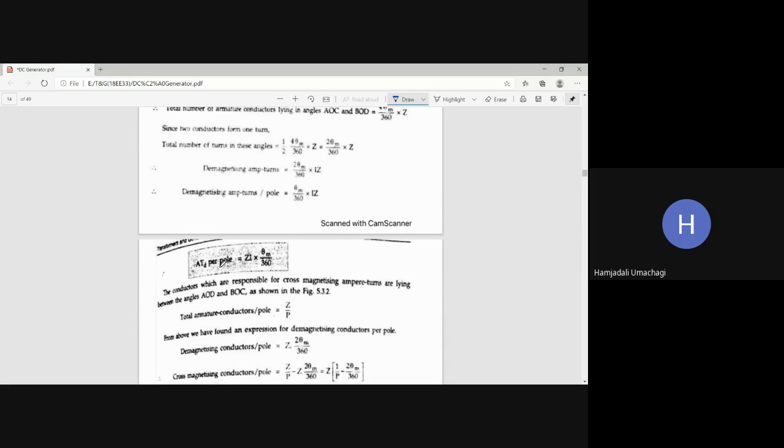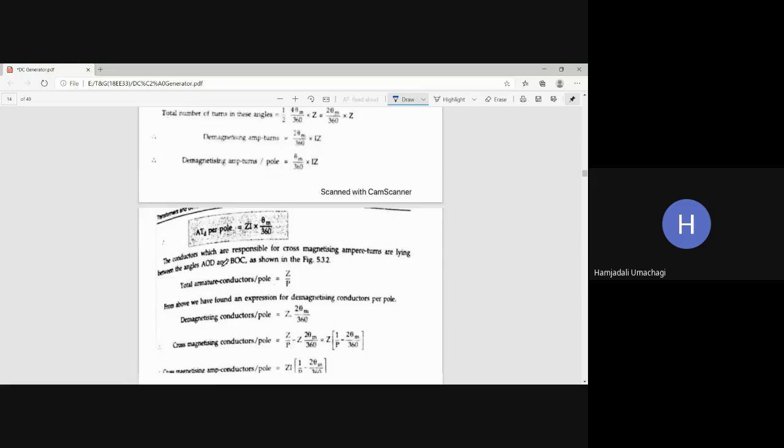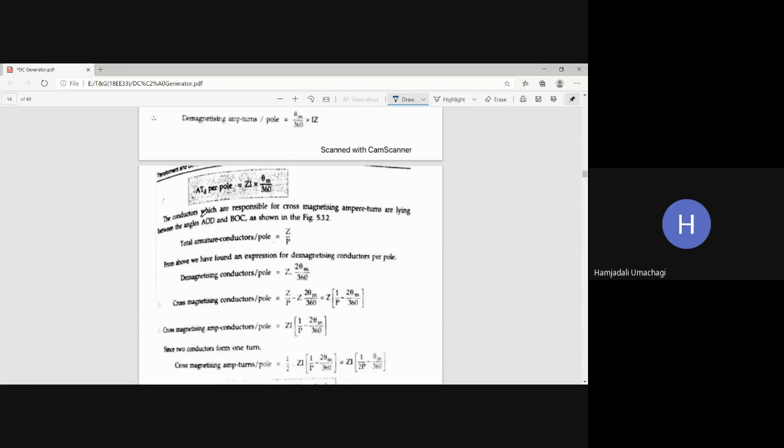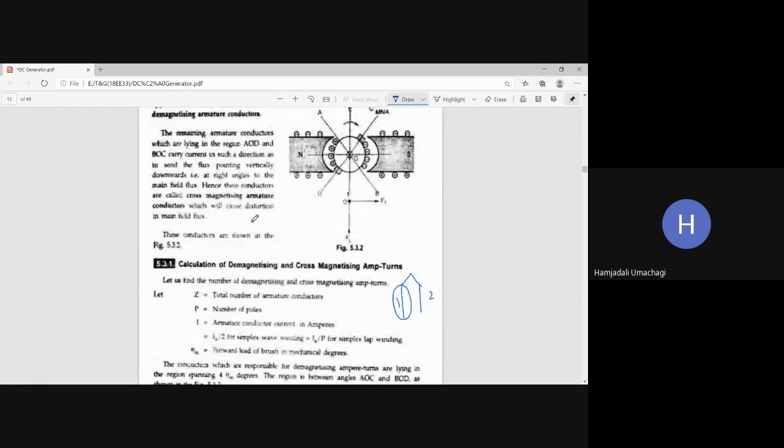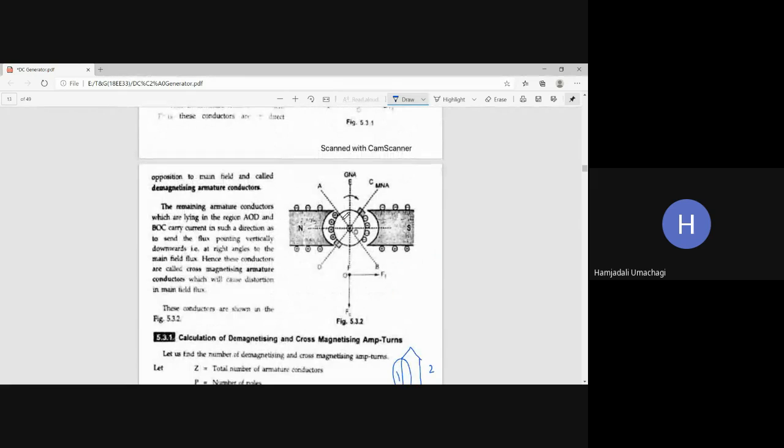Now let us calculate the formula for ATC per pole. ATC per pole means cross magnetizing ampere turns per pole. The conductors which are responsible for cross magnetizing ampere turns are lying between the angles AOD and BOC as shown in figure 5.3.2. So the angle between AOD and BOC means the left and right area. And what is the area they are going to cover?